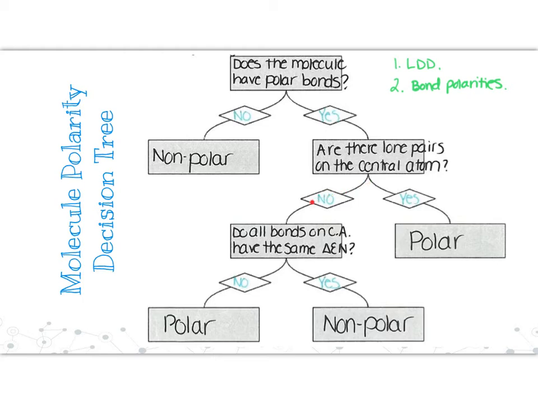If there are no lone pairs on the central atom, we might be able to get away with that. And we'll have one more question. Do all bonds on the central atom have the same change in electronegativity? So the same bond polarity. Are they all pushing with the same value, or are they all pulling with the same value? If there's both a push and a pull, those are unequal. So remember that. If they are all the same, it is a nonpolar molecule. All of those pushes or pulls cancel out. If they are not, like our last example there, CH2Cl2, it is a polar molecule.